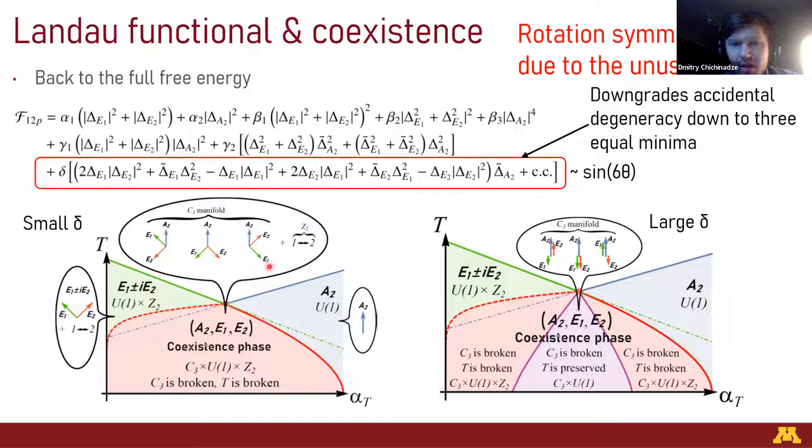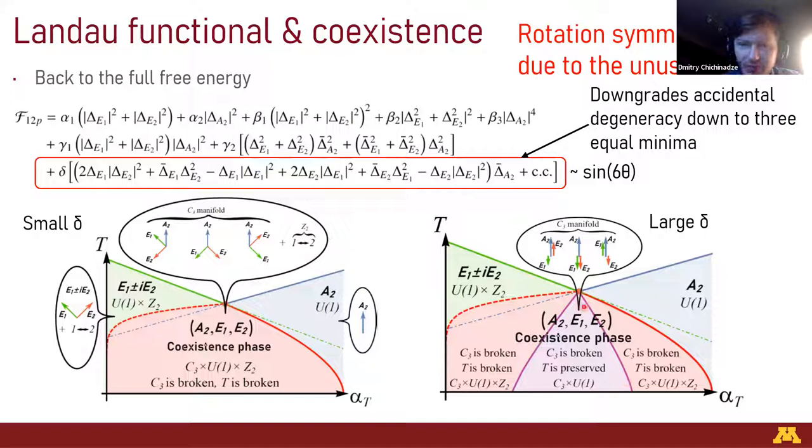But if delta is large, there is a potential for another C3 broken state to appear within this coexistence dome. And this C3 broken state actually has time reversal preserved. So in this case, the C3 manifold becomes aligned basically in the complex plane. Those order parameters have either identical phase or the opposite phase. And this means that the order parameter is essentially real and time reversal is preserved. Therefore, C3 remains broken, but time reversal is preserved.